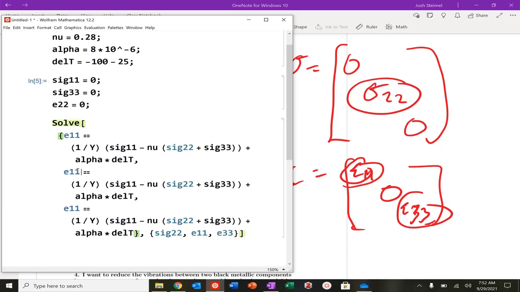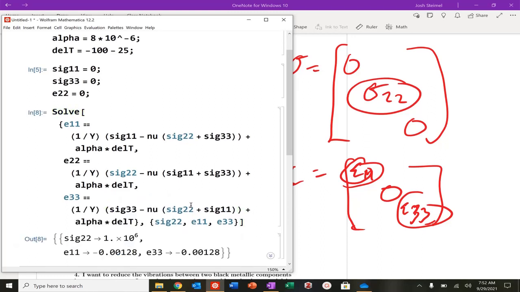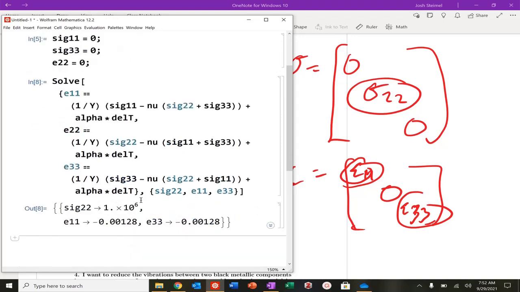And so I've got my 2-2 here. I've got my 3-3 here. And then here we're going to change this to 2-2. This is going to become 1-1. This will also become 1-1. This becomes 3-3. And then I can solve. And I get those values.